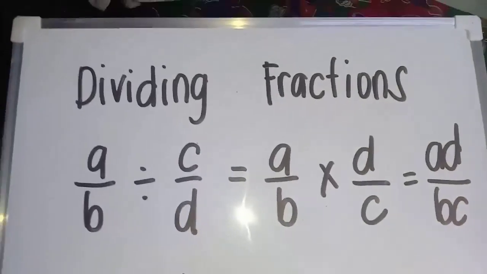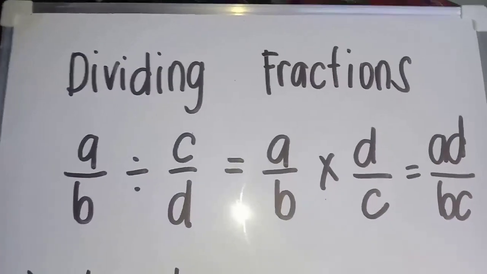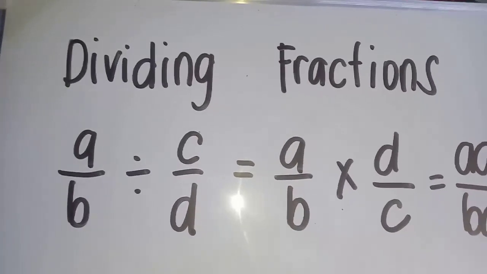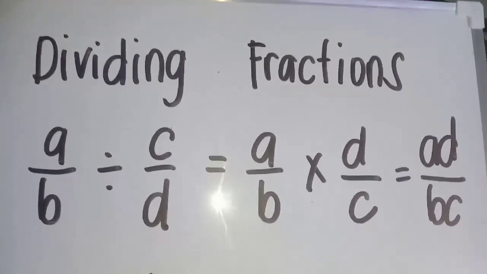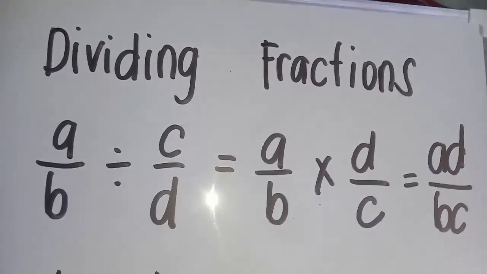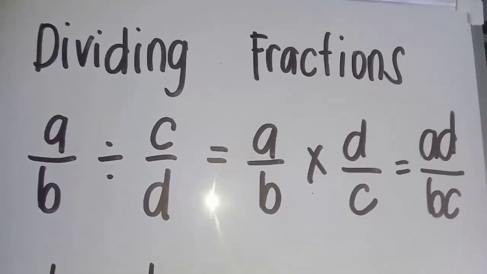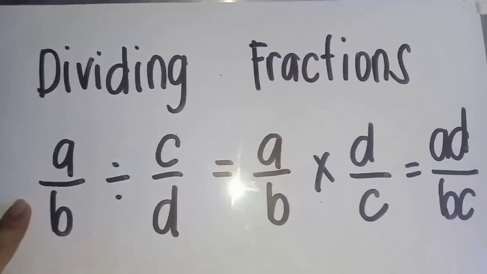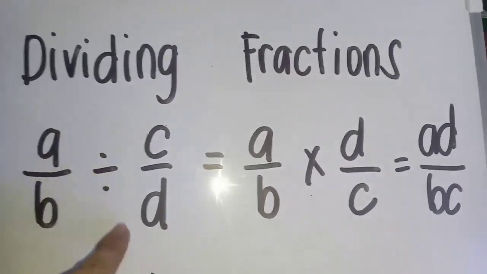Welcome to your sixth topic, and our topic is about dividing fractions, both similar or dissimilar fractions. Okay, so it is also a process of obtaining the quotient of the said fractions. So we have here the format A over B divided by C over D.